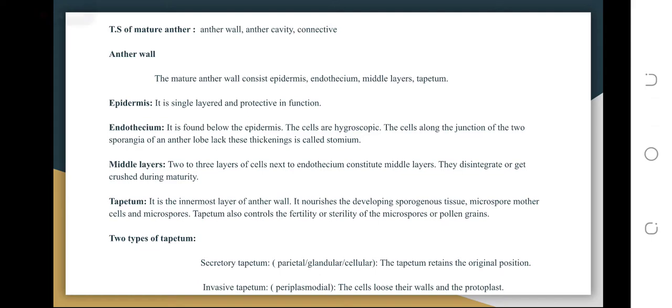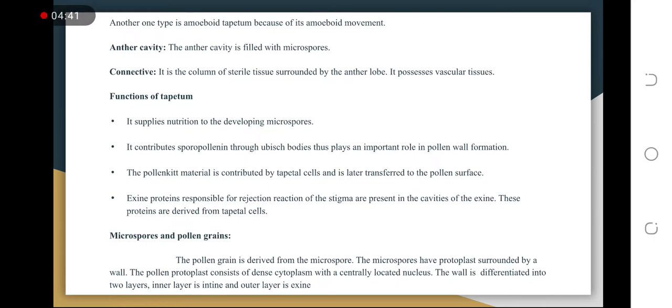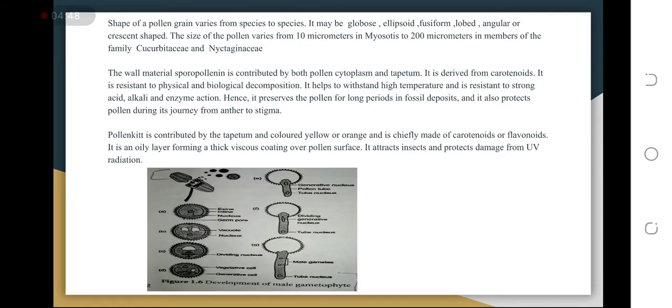It nourishes the developing sporogenous tissue, microspore mother cell and microspores. Tapetum also controls the fertility or sterility of the microspore or pollen grain. Two types of tapetum. Secretory tapetum, otherwise called parietal or glandular or cellular. That means the tapetum remains in the original position.